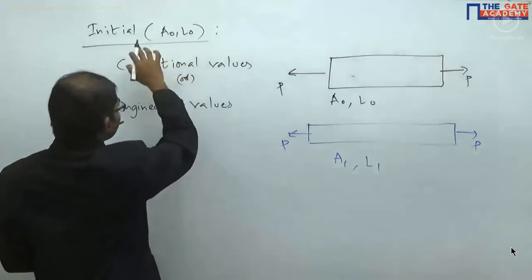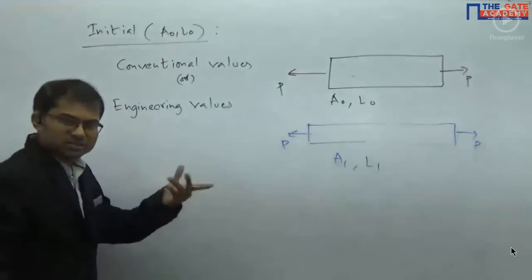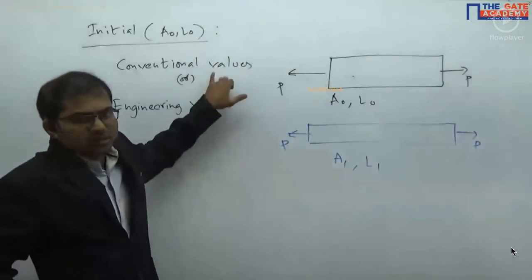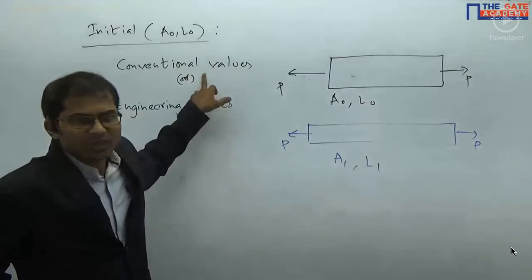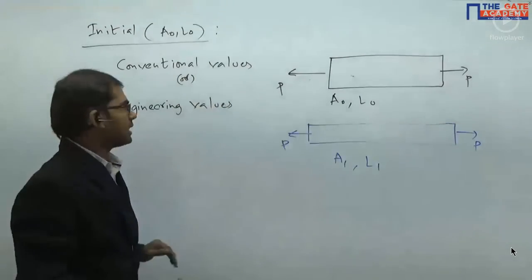So initially, if you're going with initial dimensions, A0, L0, to find out stress or strain, those values of stress and strain are called conventional values or engineering values. So conventional stress, conventional strain, engineering stress, engineering strain, all are actually the same here.